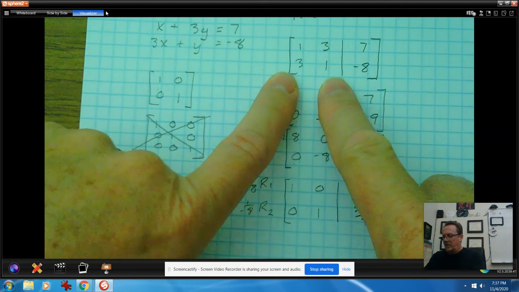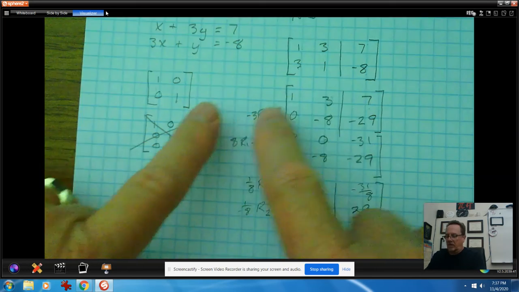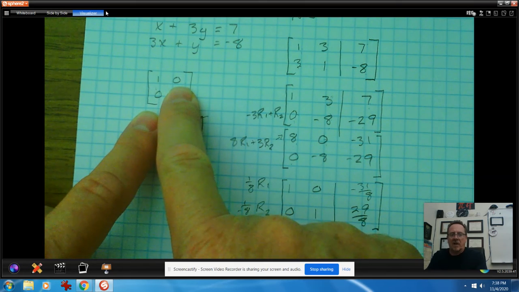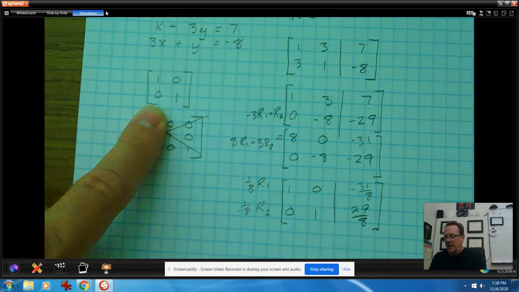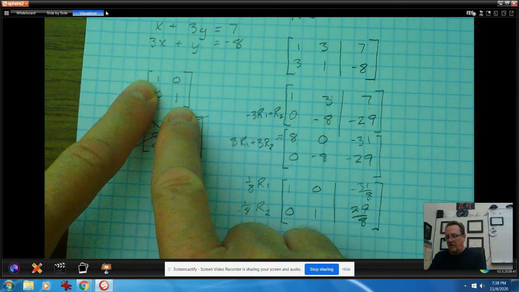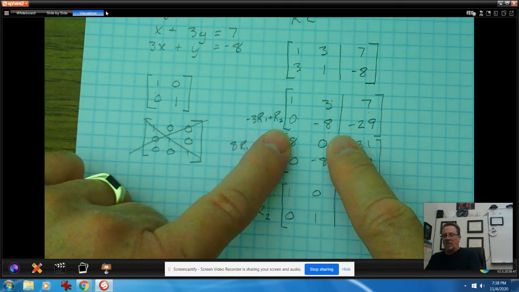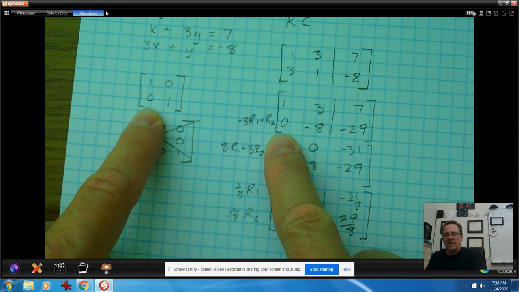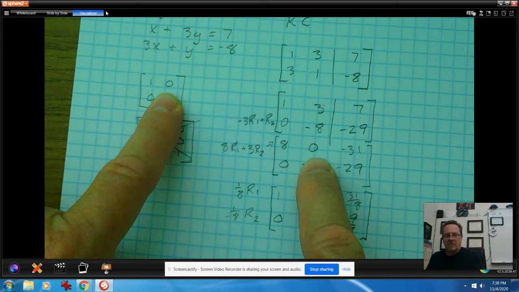And why am I doing them? Again, I'm trying to eliminate some of these so that they look like this. I need to get a 0 in the second position of the first row, and I need to get a 0 in the first position of the second row. And then I need to make sure that I have ones on what's called that main diagonal. So my first operation, my sole goal, was to get a 0 in the first position of the second row. And my second goal was to get a 0 in the second position of the first row.